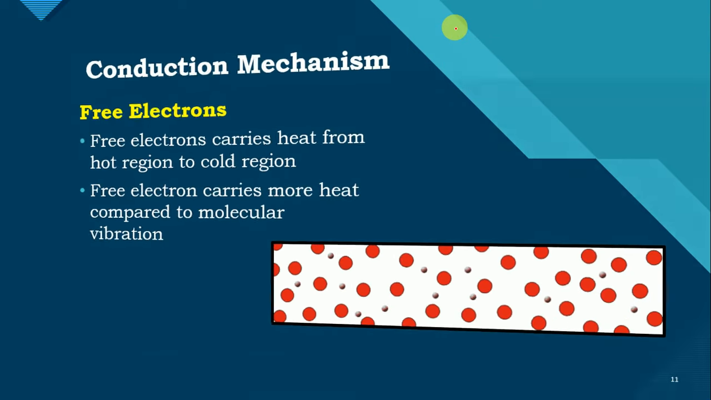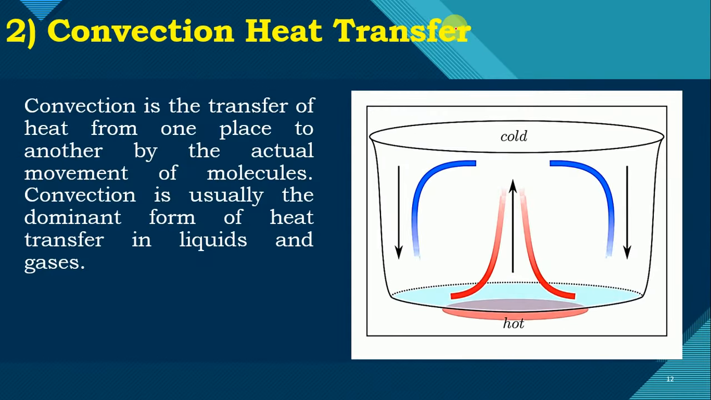So this is all about conduction. Coming to the next part, that is convection heat transfer, the second mode of heat transfer. Convection is the transfer of heat from one place to another place by actual movement of molecules. So here actual movement of molecules is allowed. Convection is usually the dominant form of heat transfer in liquids and gases. So it happens in liquids and gases. In conduction, molecular movement was not allowed, but in convection, molecular movement is allowed.